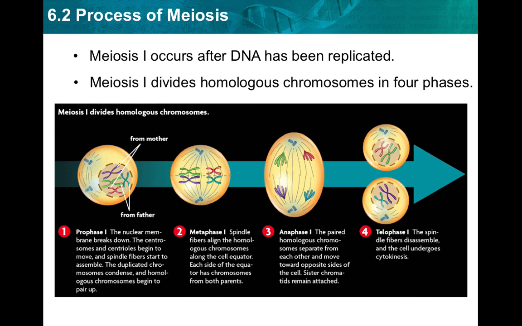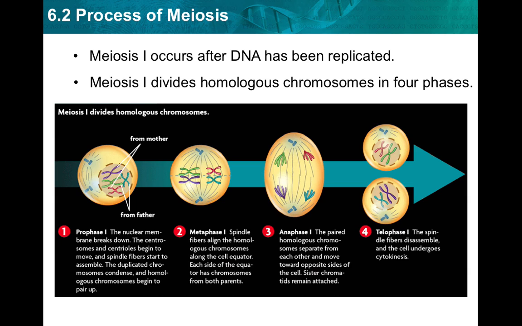Then we have metaphase 1. Spindle fibers align the homologous chromosomes along the cellular equator. Each side has chromosomes from both parents. Then we have anaphase 1. Paired homologous chromosomes separate from each other and move to opposite sides of the cell. Sister chromatids remain attached.